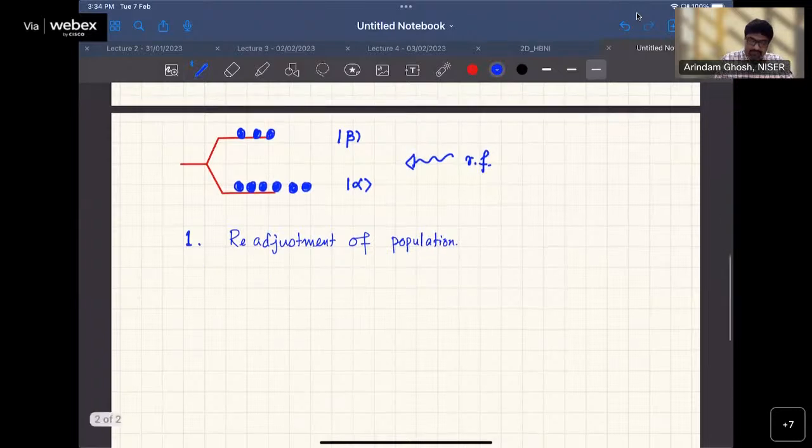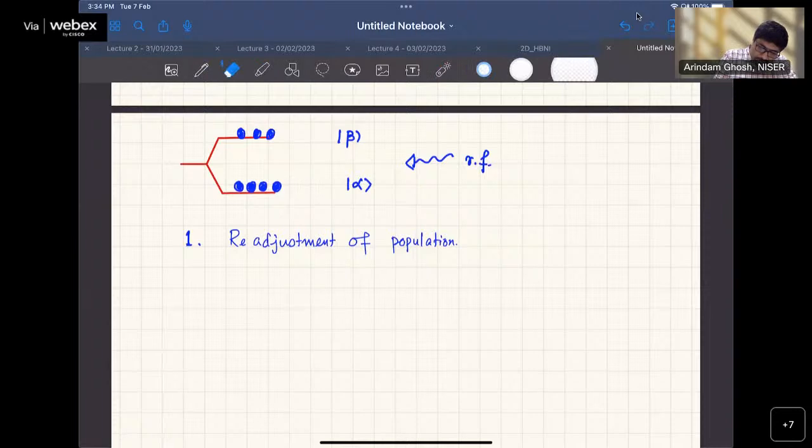Now suppose you have created exactly an equal number of population. So what you have done is that a few of these are removed here, and you have just taken them up, correct? Something like this. Okay, exactly 4 and 4.